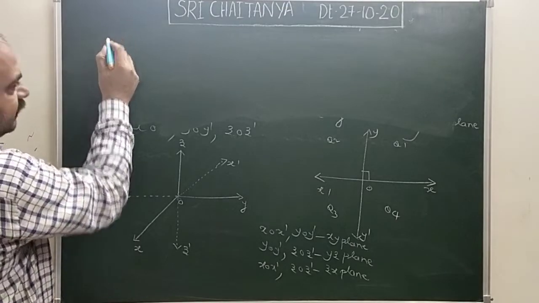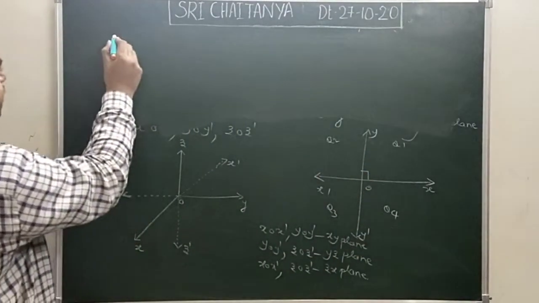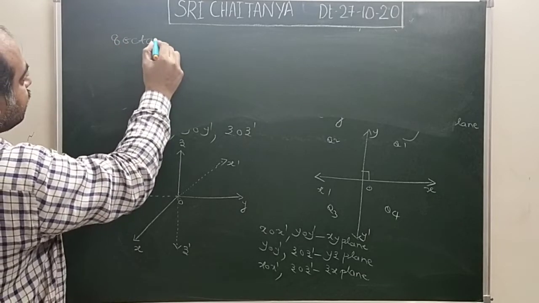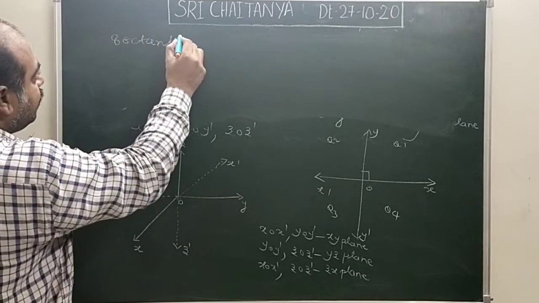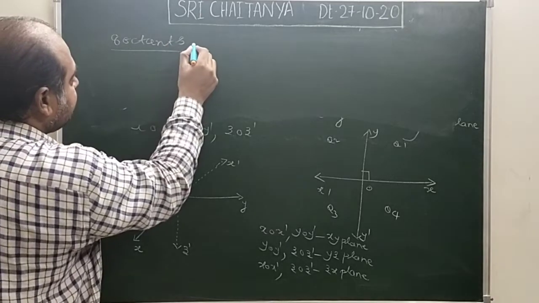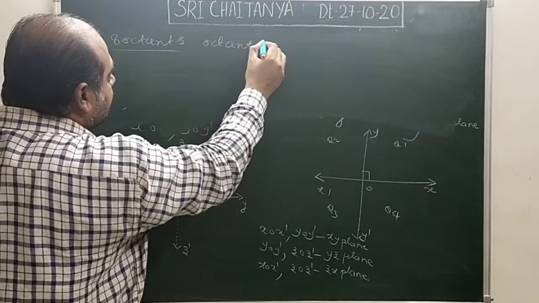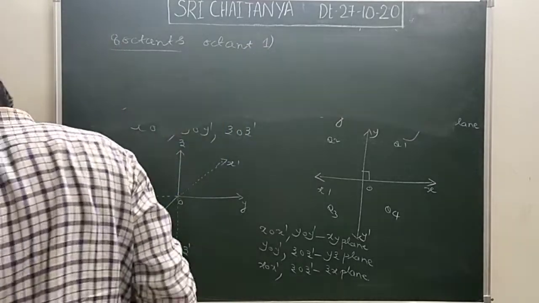So there will be just like 4 quadrants, 8 octants will be there. These 3 lines, if they intersect, 8 octants will be generated. Just like octant 1.